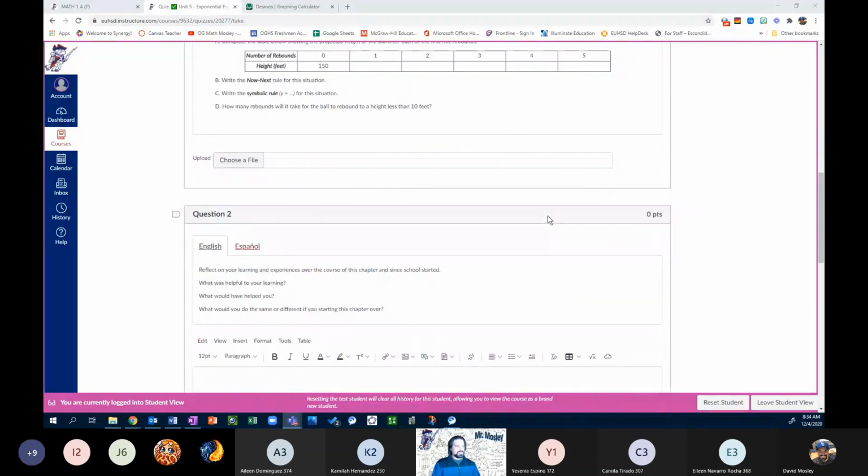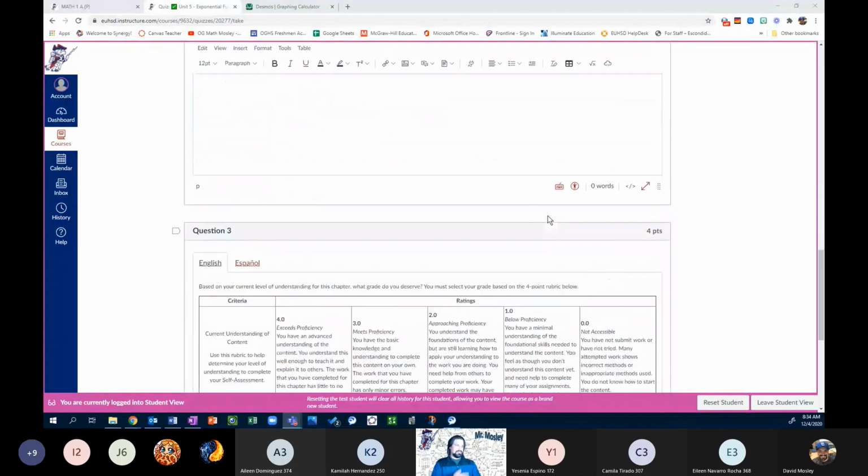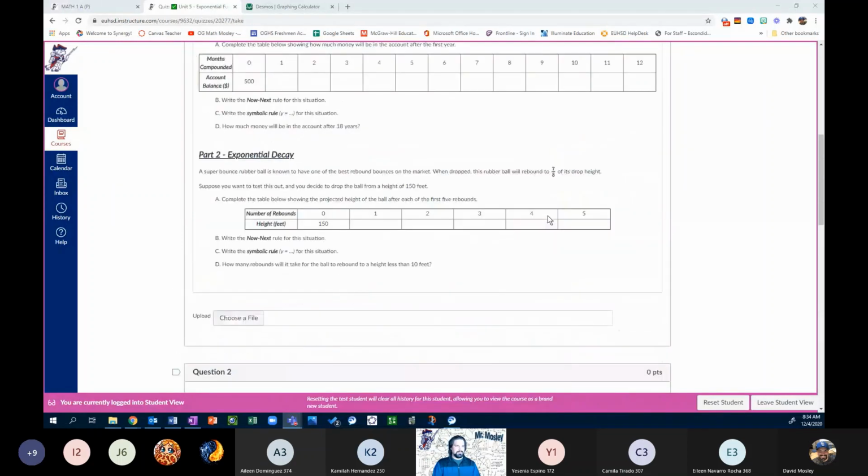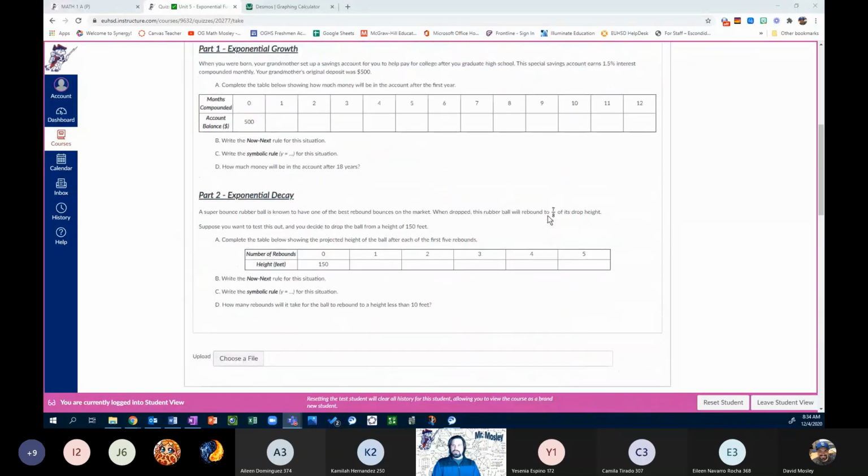If you're not sure what to do and you have to get lots of help, you might not be at a level 3, but you're probably at a level 2. You need to be fair with your self-assessment based on your ability to complete these questions. Any questions about the self-assessment?